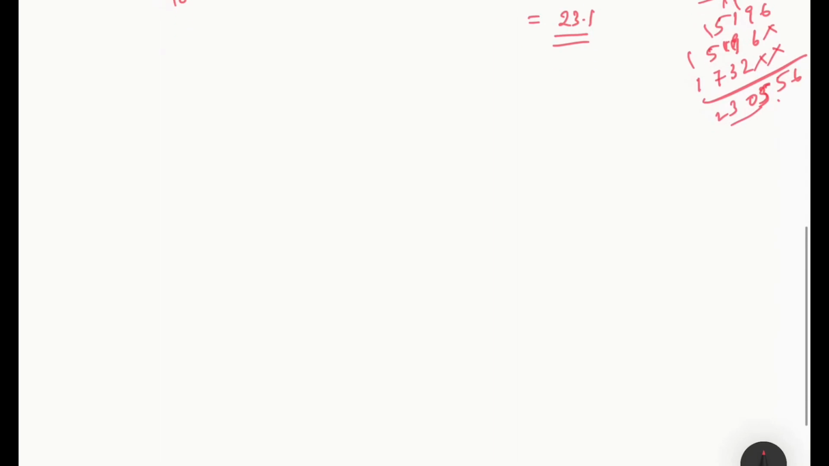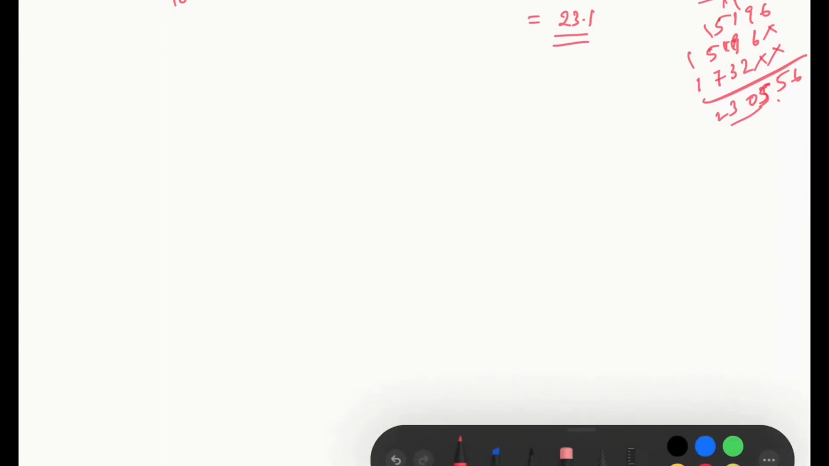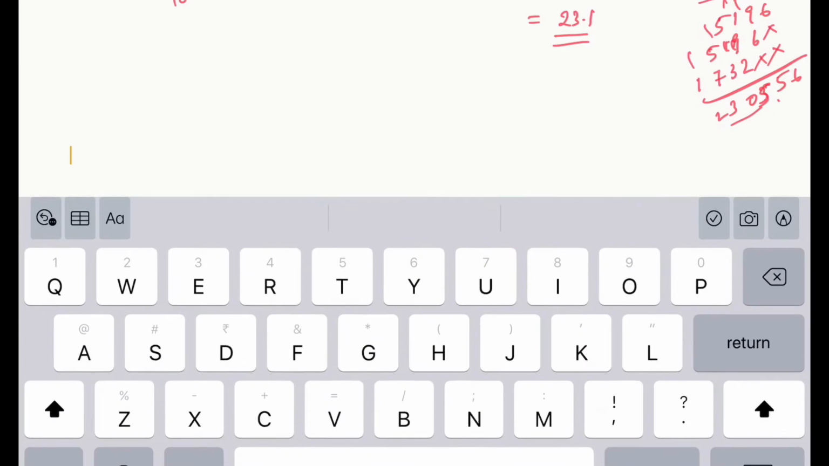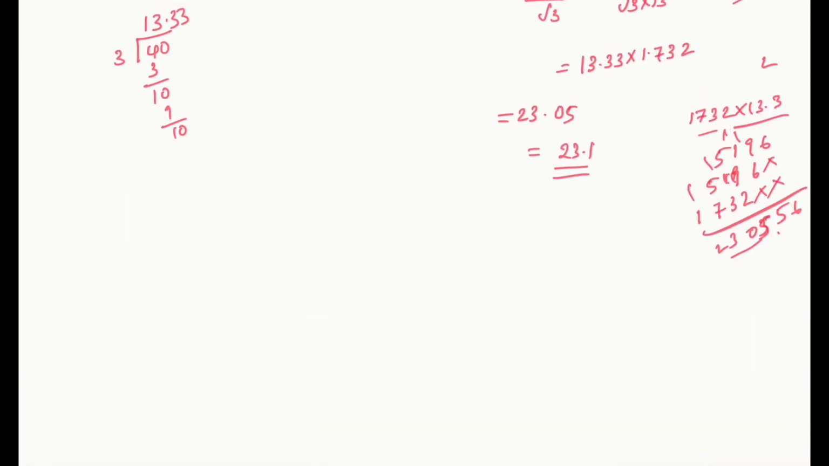So don't just leave it as a root. Continue solving it and find the final answer in decimal. Okay. Now coming to the second sub question. In the second sub question you have a similar setup. One angle and one side is given to you. The angle given here is 30 degree, this side is to be found, and this is 20.